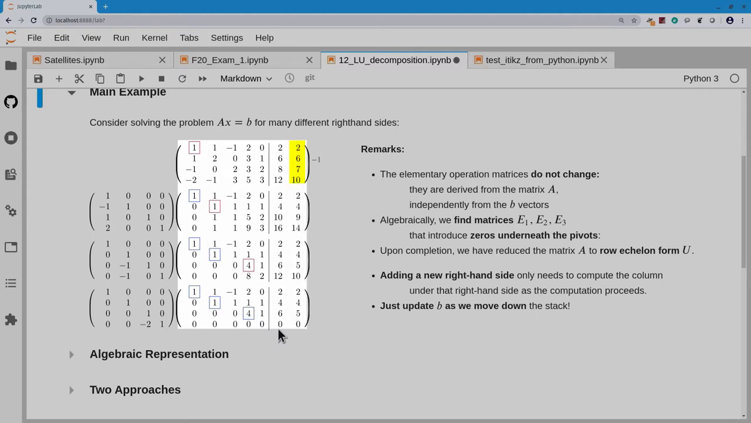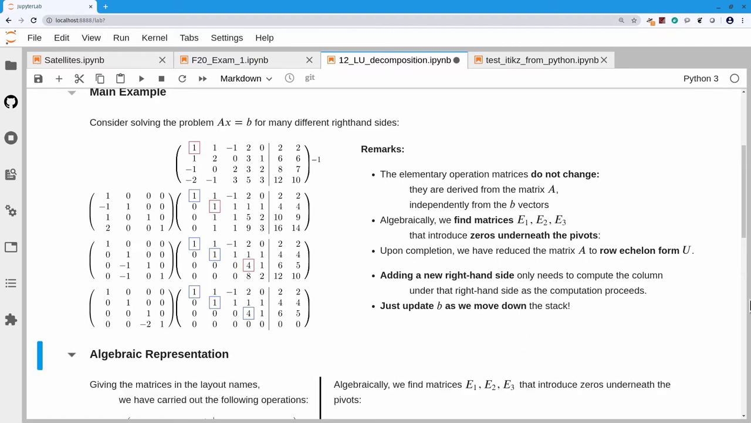If then I get a new vector B, well, I can just augment my matrix by that new vector B. And again, the only thing affected is the column that this vector is in. So we apply each of the Gaussian elimination steps to this new vector, and we can just keep going. Each time we add a new right-hand side, all we have to do is update B as we move down that stack of matrices.